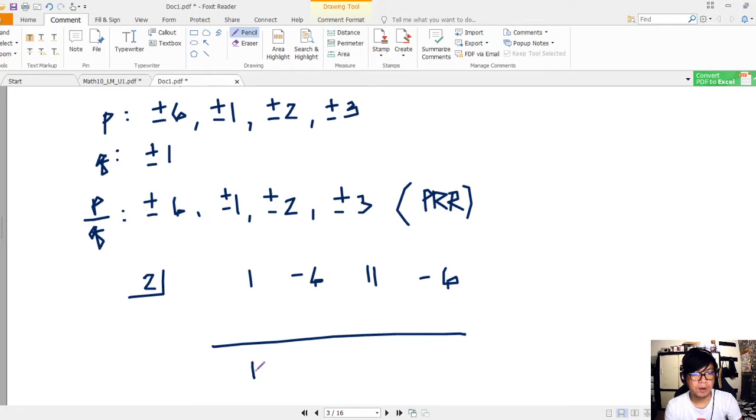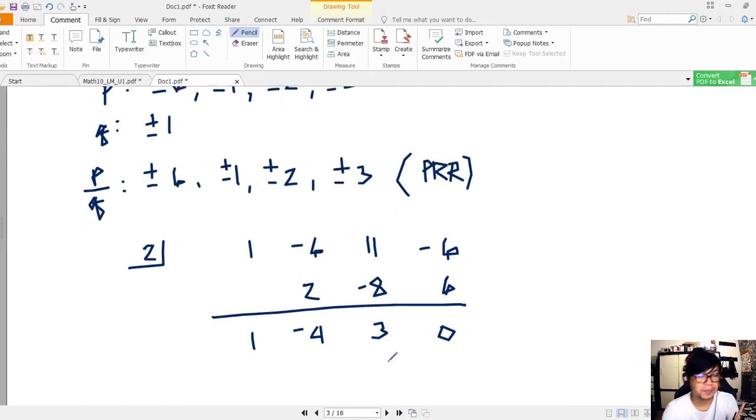So, bring down 1, 2, negative 4, negative 8, 3, 6, and the remainder is 0. So, 2 is a real root. So, meron tayong isang sagot.